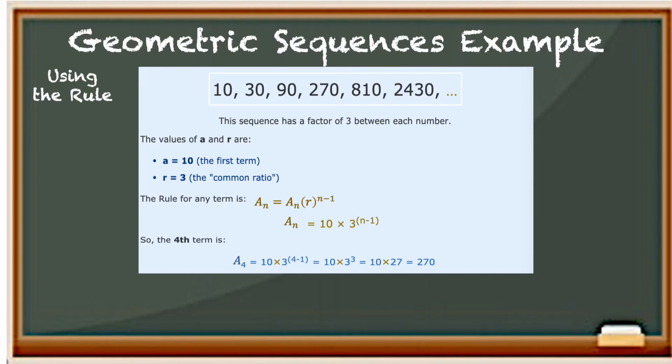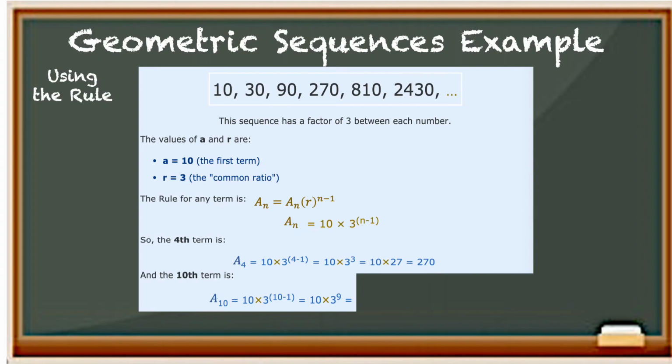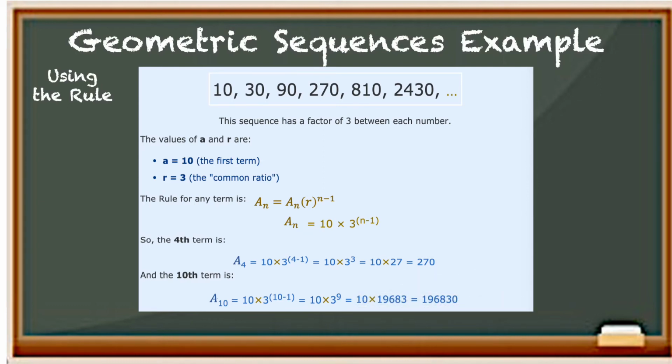Now let's try to find a term that is not in the list. Let's find the 10th term. Using the same formula, just replace n with 10. Then we do the exponent first. So 10 minus 1 gives us 9. Then we will do 3 to the power of 9, which gives us 19,683. Then we will multiply that by 10, giving us 196,830. So that wasn't too bad once we have the formula.